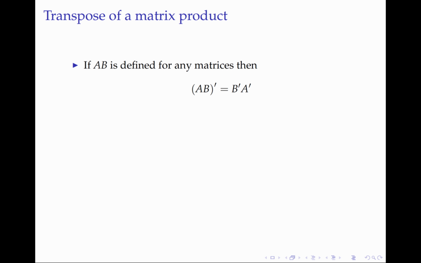If we want to take the transpose of a matrix product, as we will want to on occasion, then there is a simple rule for that. If we want to take the transpose of a matrix product, assuming that the matrix product is defined, then we take the transpose of each of these individual matrices and we reverse their order. So (AB) transpose is equal to B transpose times A transpose. So that reversal of order is important in this formula.